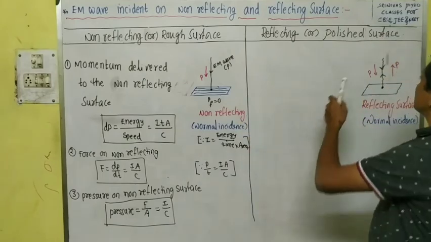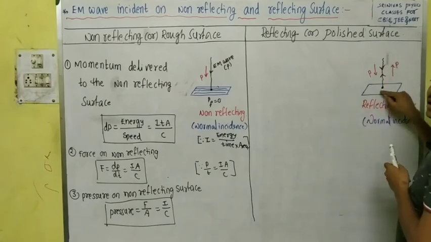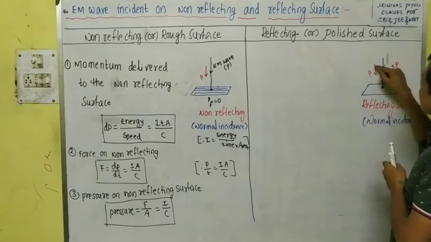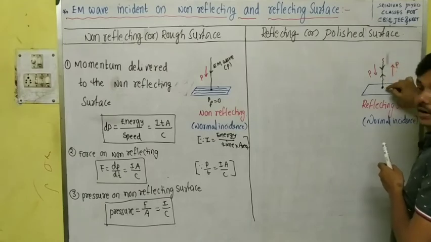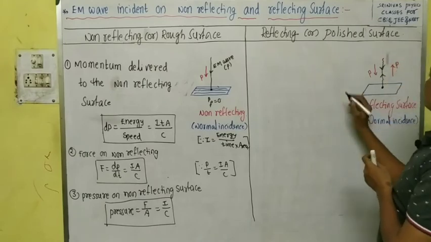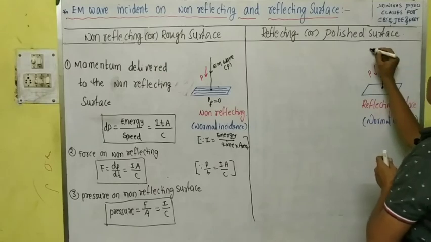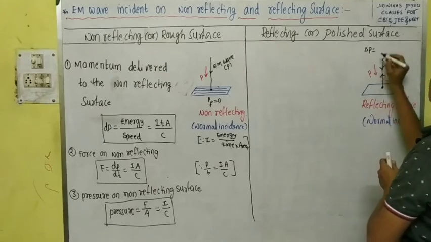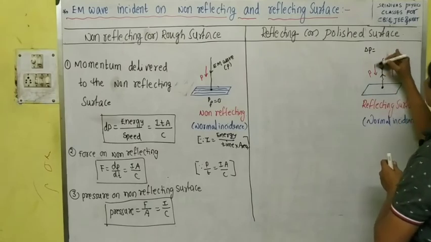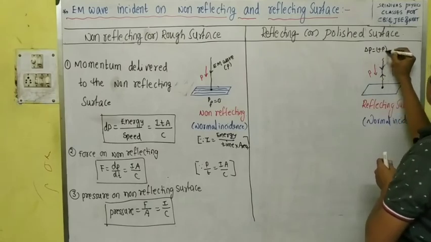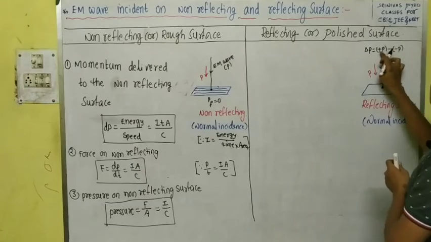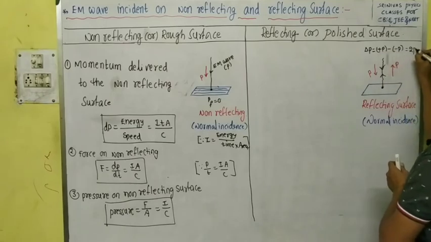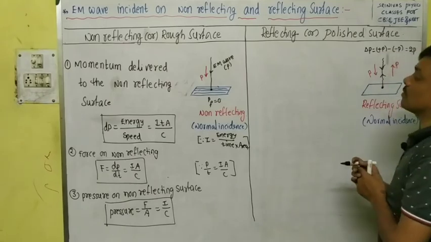And the next one is the same electromagnetic wave incident on a reflecting surface. When the electromagnetic wave is incident on the reflecting surface, with the same momentum it is incident, it goes back, because it is a reflecting surface. In this case, what is the change in momentum? The change in momentum is the final momentum minus the initial momentum. For example, while going, if you take it as plus, and while coming you take it as minus, then the change in momentum is 2p, 2 times the initial momentum.